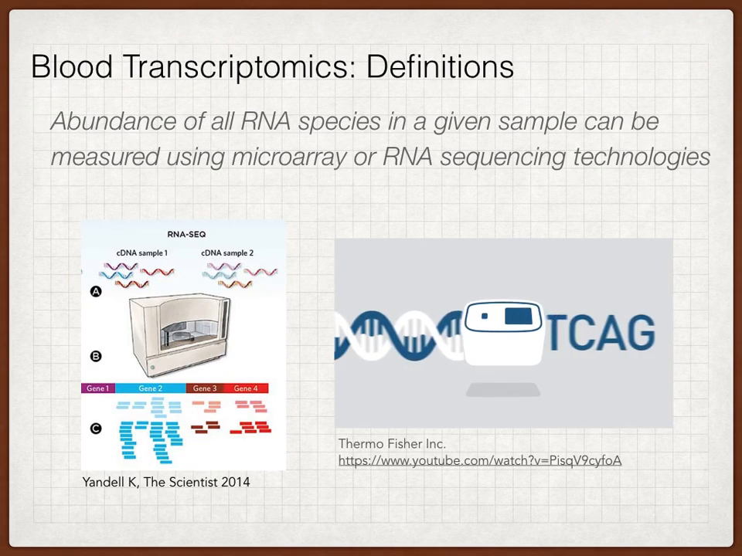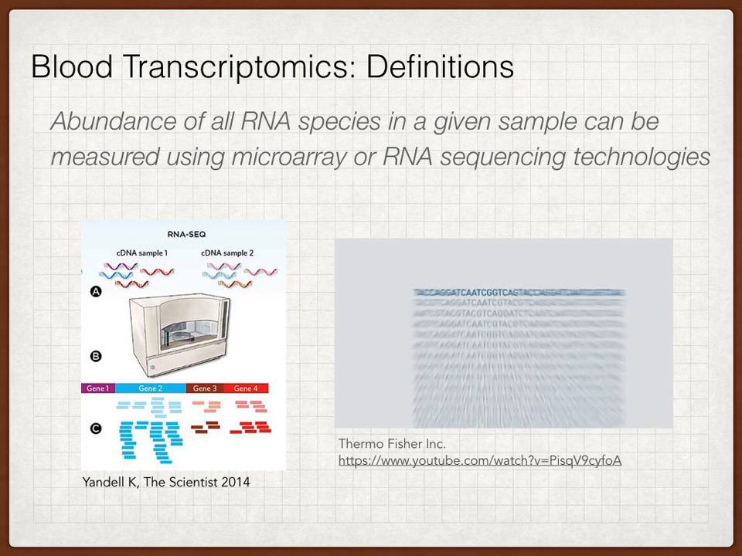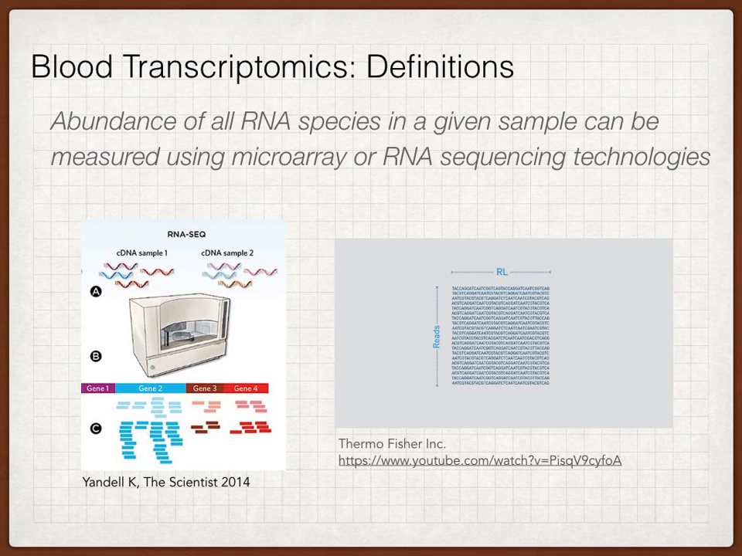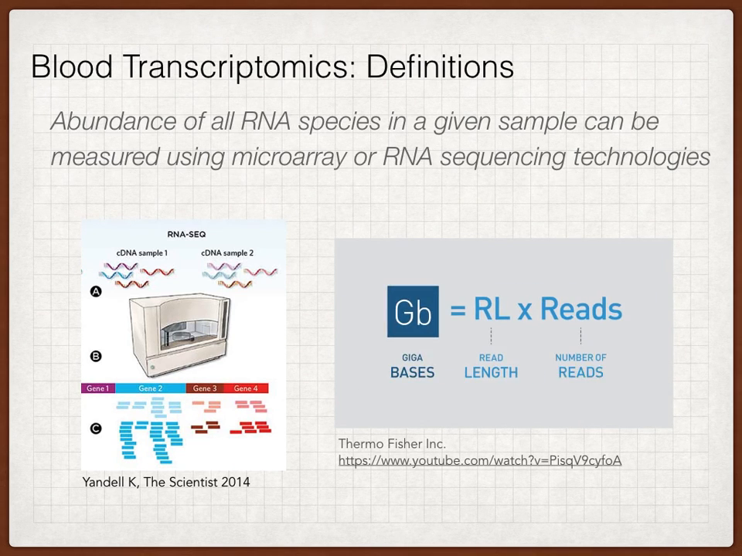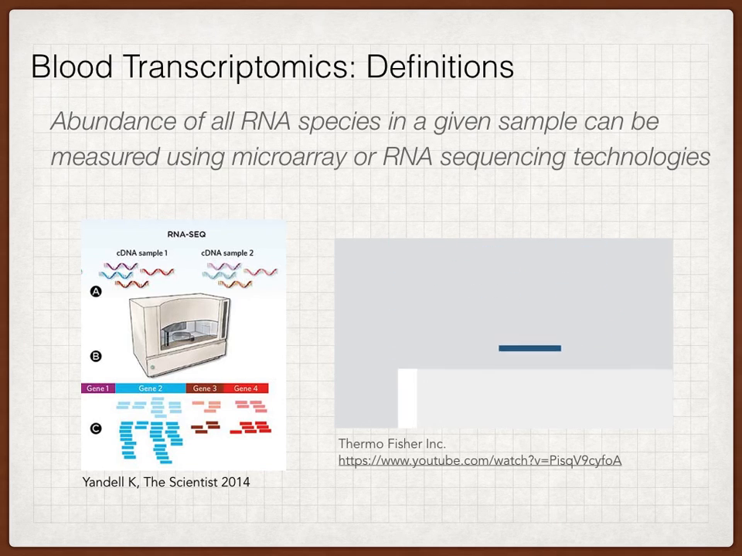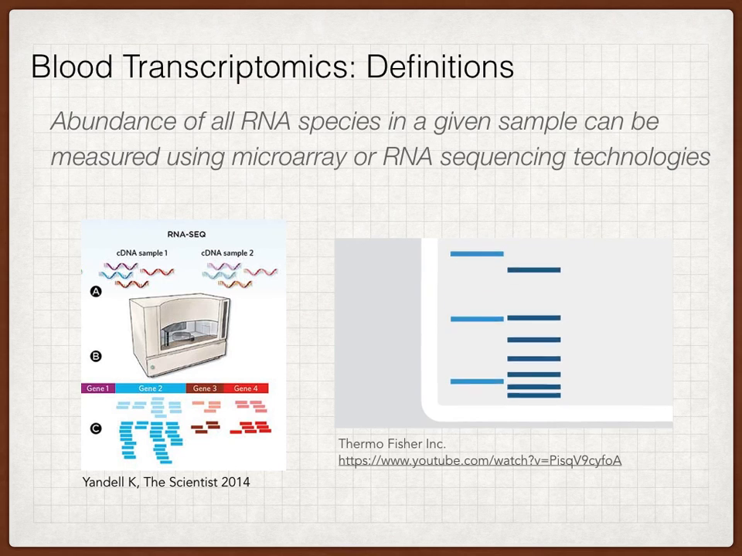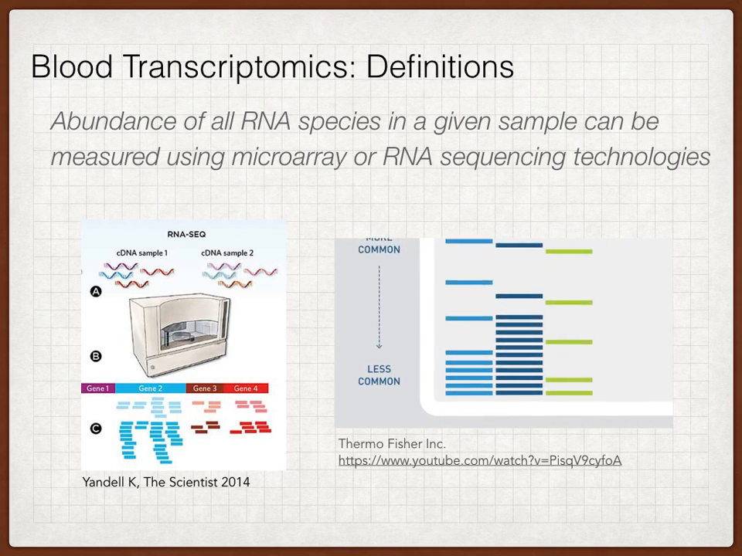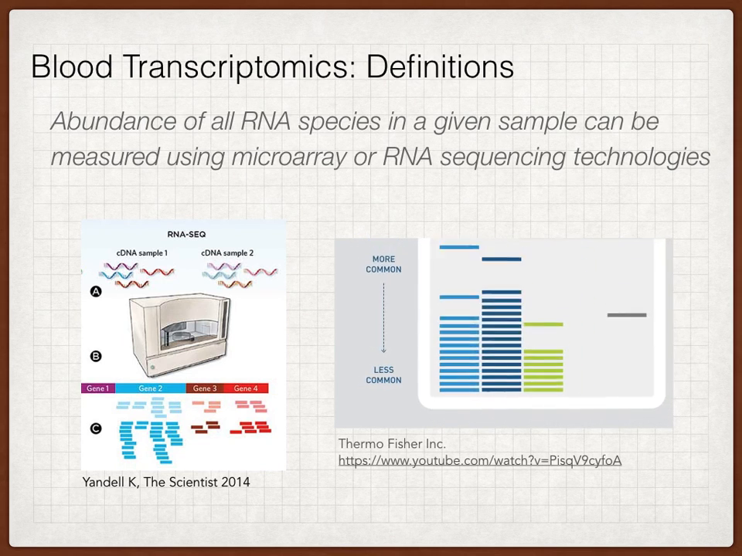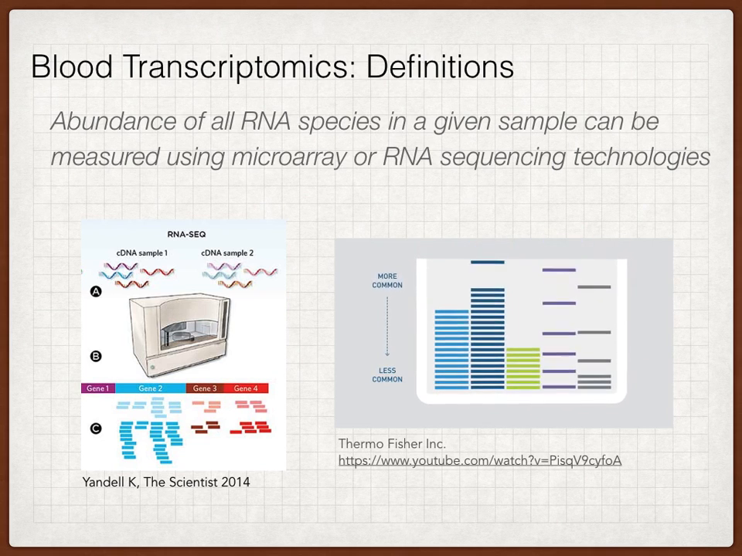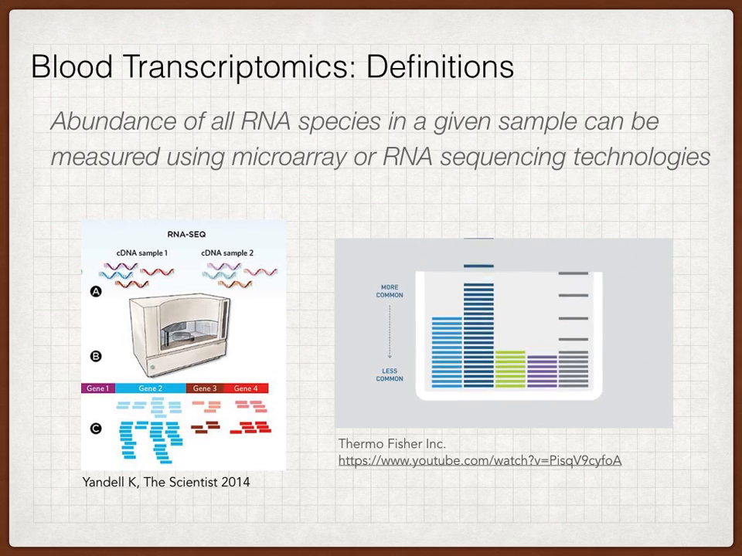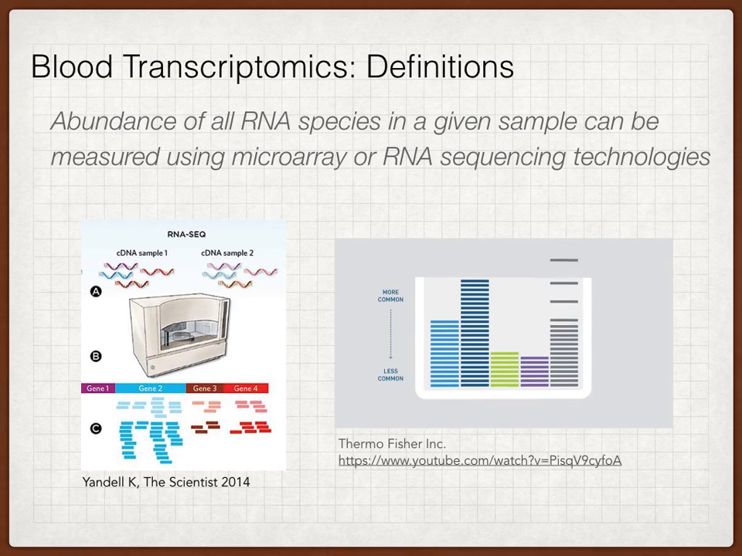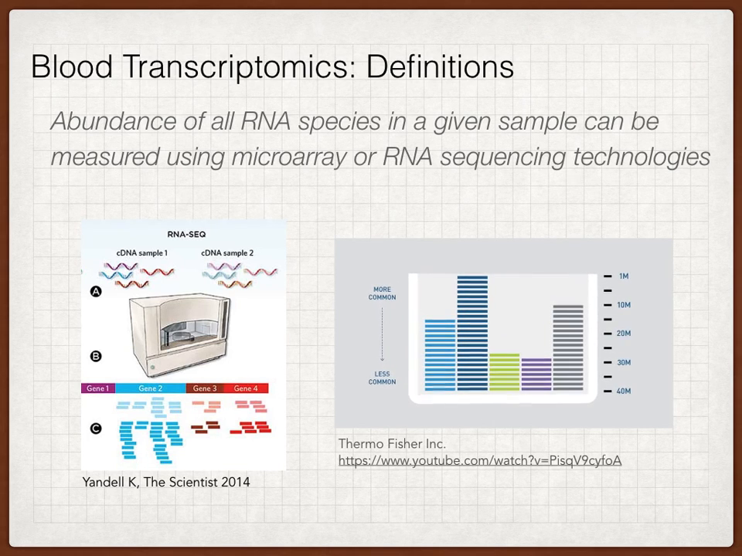RNA-seq relies on next-generation sequencing technology to elucidate the sequence of short nucleotide fragments derived from the RNA species present in a sample. These fragments, also called reads, are aligned against a reference genome. The abundance of a given transcript is determined based on the number of reads that align to it. The more reads align to a given gene, the more abundant is the corresponding RNA species in the sample.